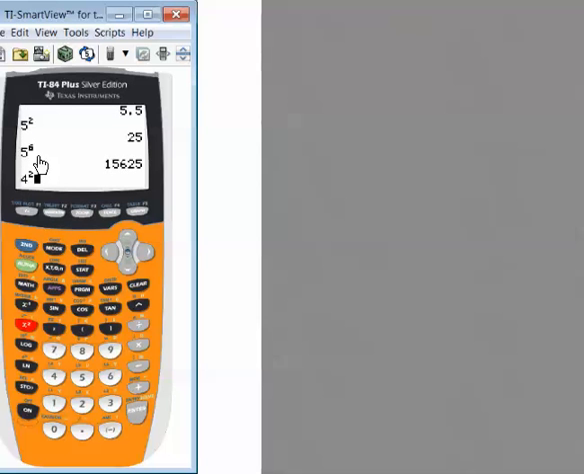But I can't do to the 6th power with the squared button. I have to use the caret. Does that make sense? Only a squared button. So how about doing the opposite of that?